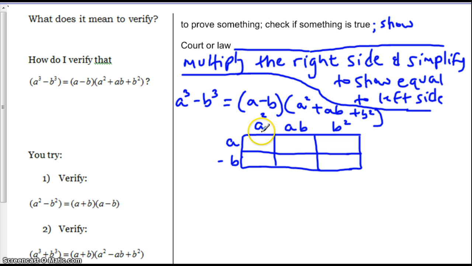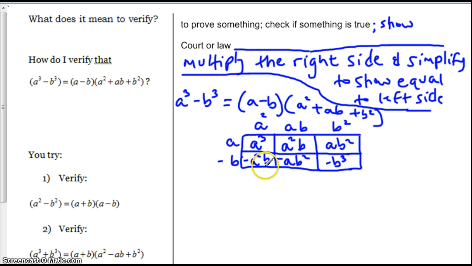Go ahead and pause the video and multiply through and see what you can get, then bring it back. Alright, so you should get in this box: a times a squared is a cubed, negative b times a squared is negative a squared b, a times ab is a squared b, negative b times ab is negative ab squared, a times b squared is ab squared, and last, b squared times negative b is negative b cubed.